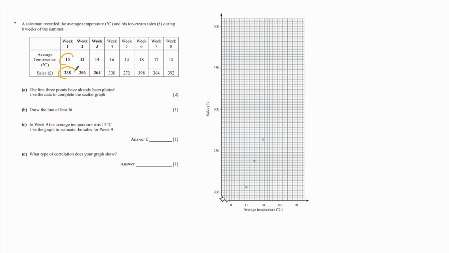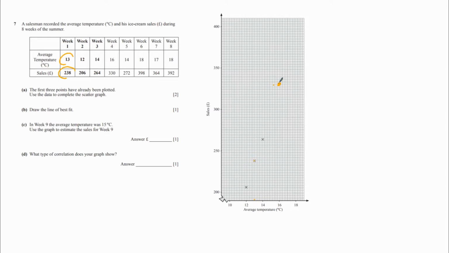As you can see in here, for 13, we already have the value 238. For 12, we already have 206. For 14, we have 264. For 16, we have 330. So I need to go up on 16. 330 is somewhere around here. That is 10, that is another 10, that is another 10. So basically each 5 grids is 10. So I need to go somewhere in here on 16, so this would be my point.